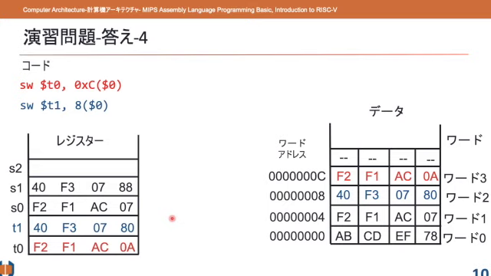So you load from memory to register, do some arithmetic operations, and finally you again need to store the value to the memory address. And this is the instruction to tell the processor to store the value contained in the temporary 0 register into the memory address C. So what is in T0? Here is T0, this value F2, F1, AC, and 0A. So just take the value and store it here.